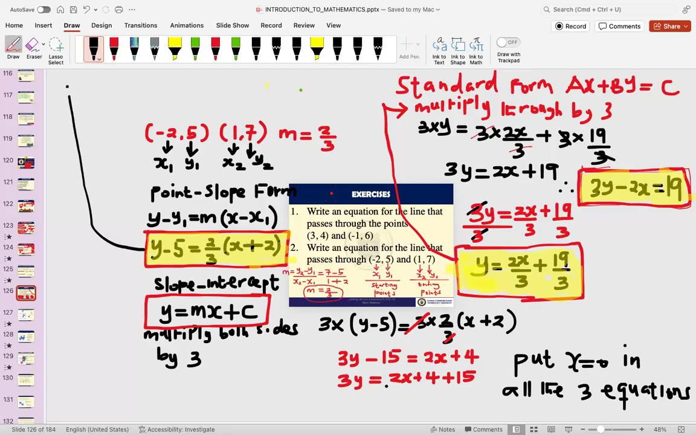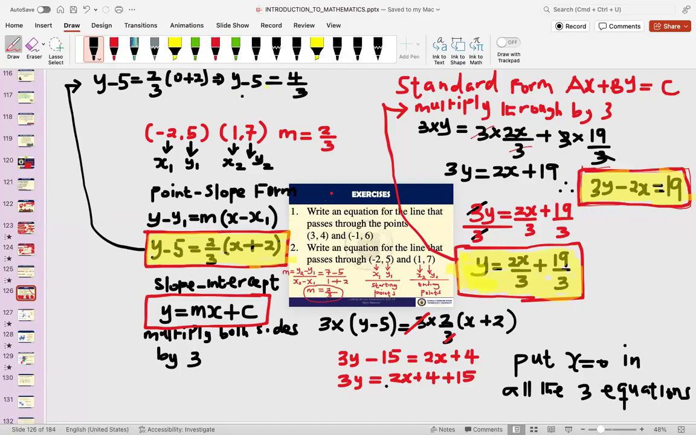This one. Wherever we see x, let's put 0. So this is y minus 5 is equal to 2 over 3, wherever we see x, we are putting 0, so 0 plus 2. Now, when you work this one, you have y minus 5 is equal to 2 over 3 into bracket 2. So 2 times 2 will give you 4. So you have 4 over 3.